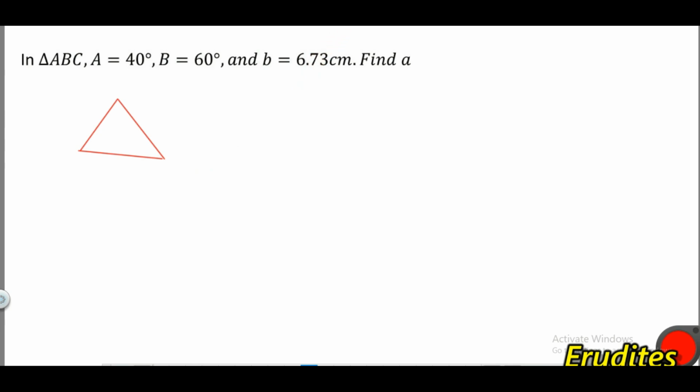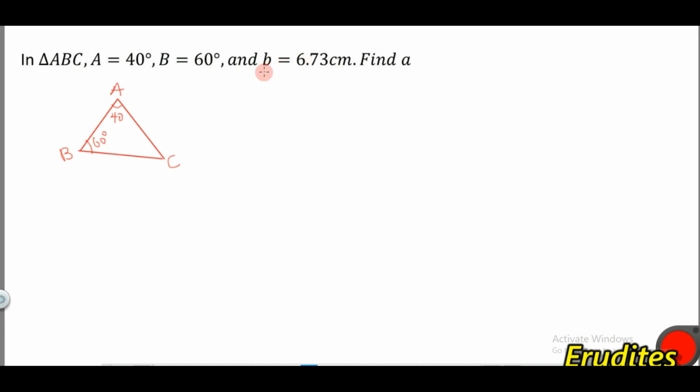So this is my triangle. Let me name this vertex A, and the angle is 40 degrees, right? Then I have here B, and the angle is 60 degrees. Then here will be my C.